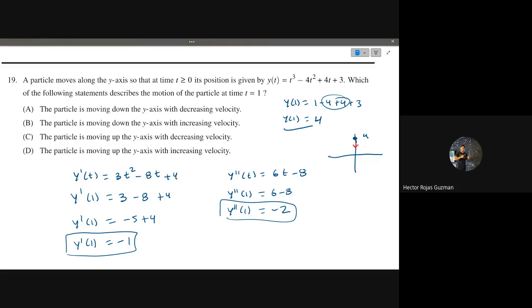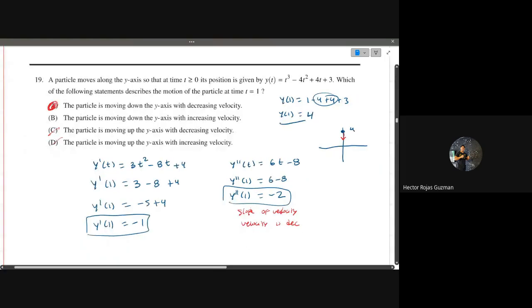Be really careful with that, because if the particle started on the negative side, oh, I guess if its velocity is negative, it'd still be moving down. So the particle is moving down. C and D are gone. And the acceleration is negative. Since the acceleration is the slope of velocity, that means velocity is decreasing. So the answer is A.